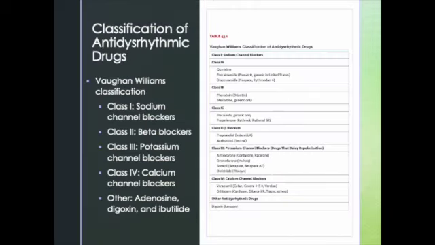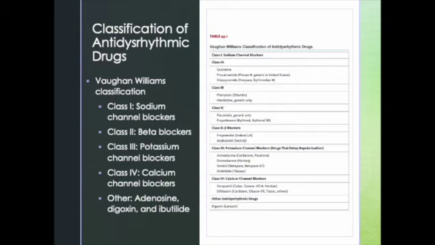Okay, so hopefully you took time to review the conductivity of the heart, action potentials, and your EKG. Because now we're going to look at the classification of the antidysrhythmic drugs, and you have to be able to understand what the mechanisms of action are and what the desired effect is on the heart.